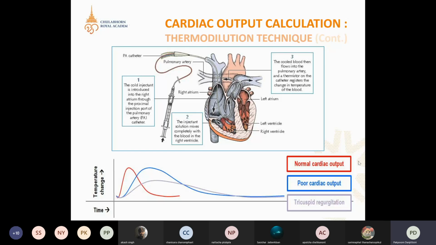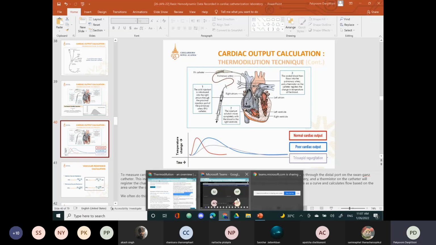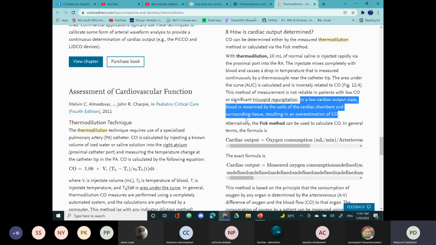So that's why the timing of the cold blood is quite long, just like the graph, the curve here. Okay, just like this. In a low cardiac state, blood is rewarmed by the walls of the cardiac chambers and surrounding tissue, resulting in overestimation of the cardiac output. Okay.